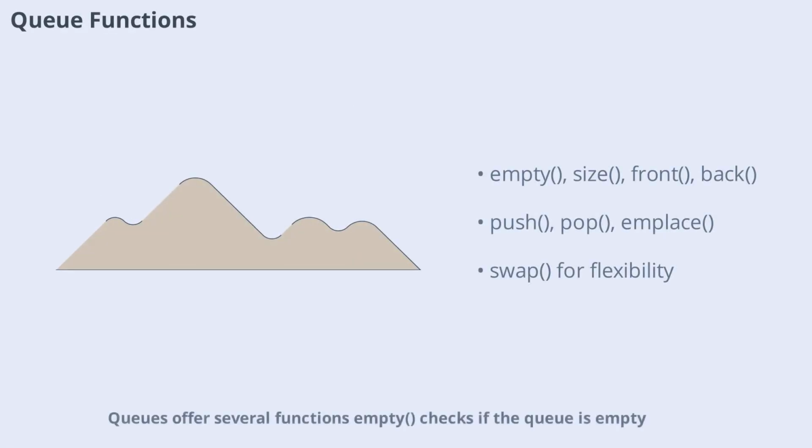Queues offer several functions. Empty checks if the queue is empty. Size returns the number of elements. Front accesses the first element. Back accesses the last. Push adds to the rear. Pop removes from the front. Emplace inserts at the rear, and swap exchanges contents with another queue. These functions make queues easy to use for a variety of applications.